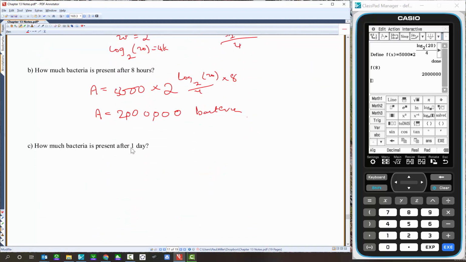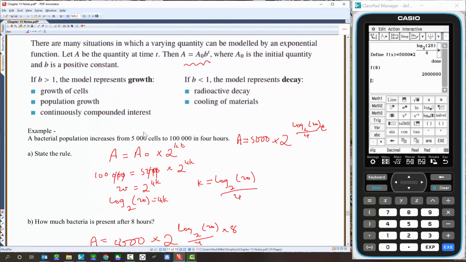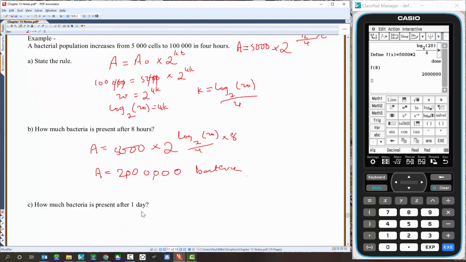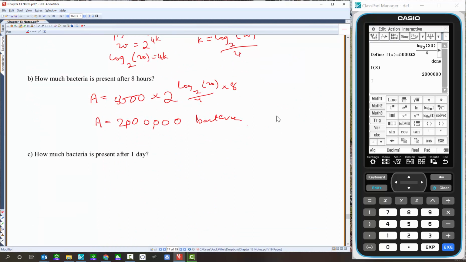All right, how much bacteria is present after 1 day? Again, let's note that t is in hours. So 1 day would represent 24 hours. So I would do A equals 5,000 multiplied by 2 to the log base 2 of 20 over 4 multiplied by 24.